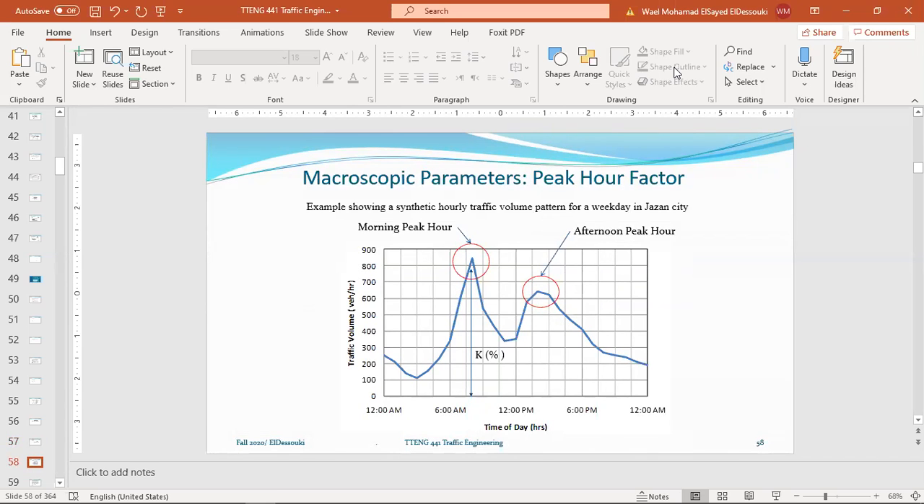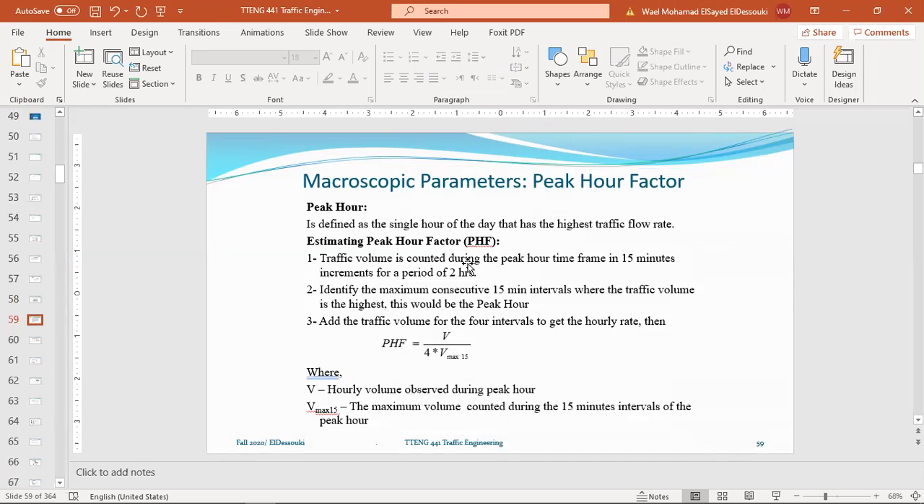That's an explanation for the K. So that's basically the proportion of the daily volume that occurs during the peak hour. And the D, that's the percentage in the peak direction. Then there's another issue, which is the peak hour factor.